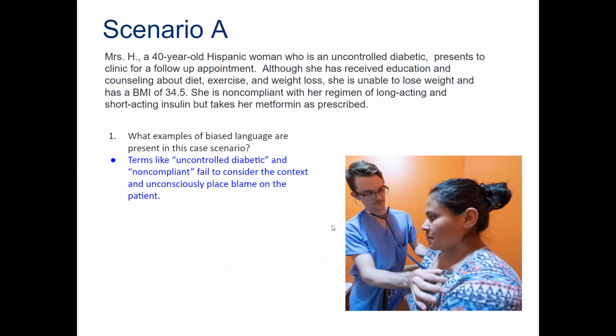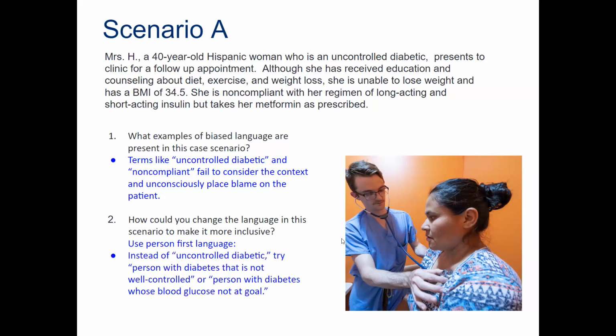There are a number of terms which are biased that are present in this scenario. Terms such as uncontrolled diabetic and non-compliant fail to consider the context of the patient and unconsciously place blame on the patient. We can make the language in this scenario more inclusive by using person-first language.